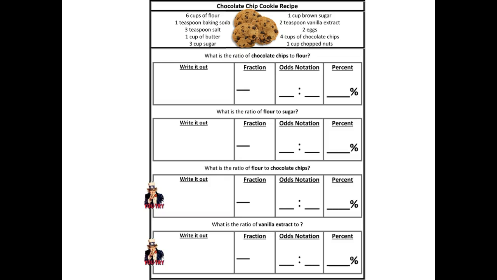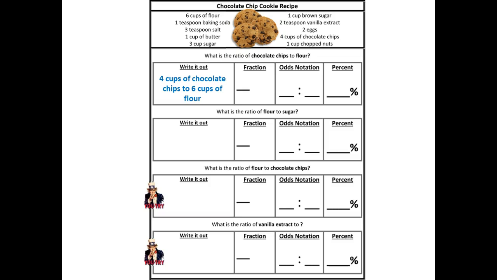Well, I can look. In my recipe, it calls for 4 cups of chocolate chips. It calls for 6 cups of flour. The order matters. So if I had to write this out in words, it would be 4 cups of chocolate chips to 6 cups of flour. This rewords the question so I can understand it better, plus it sets my numbers up in the right order.